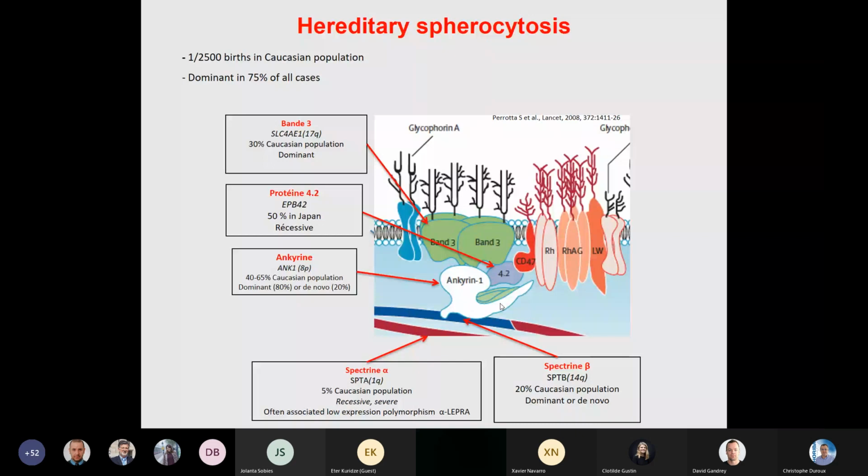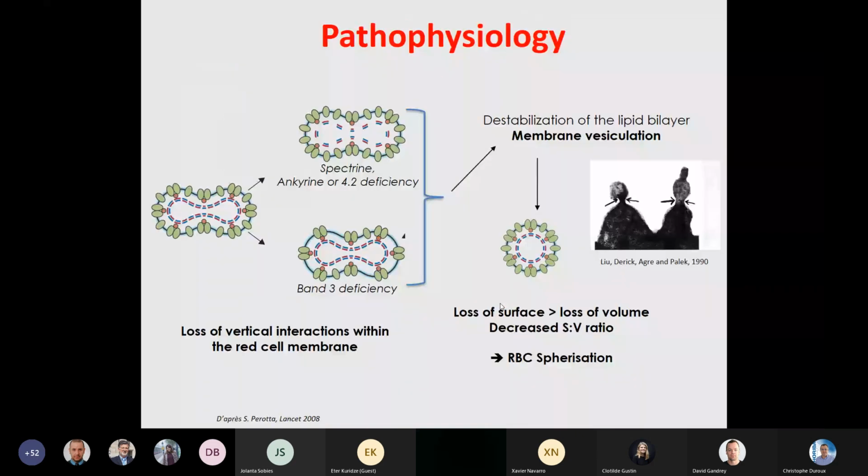So you can see that all these genes may be involved. The pathophysiology of the spherocytosis, we have talked a little bit about that earlier. So it's a defect in the vertical interaction.